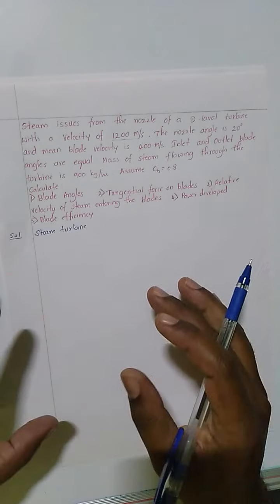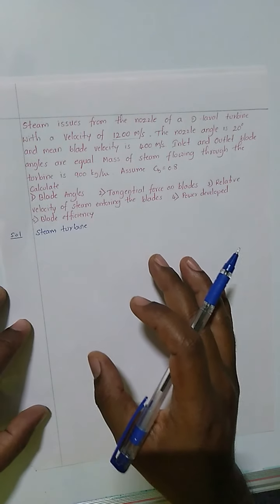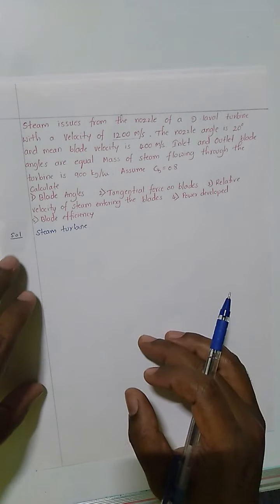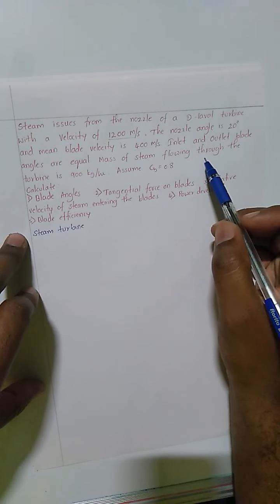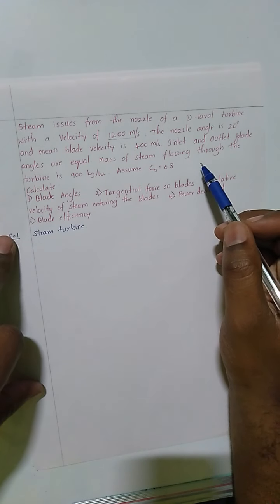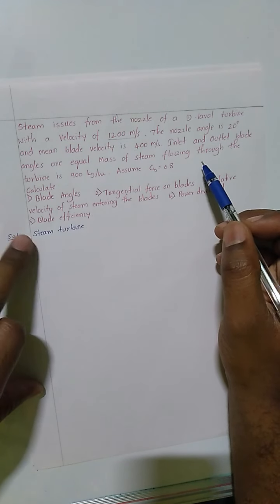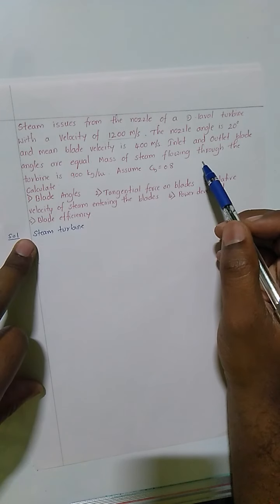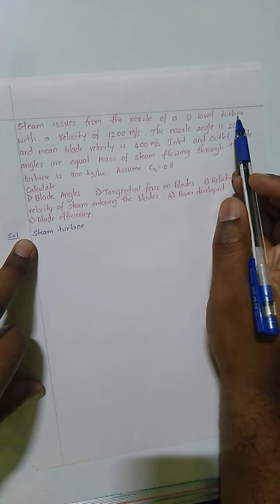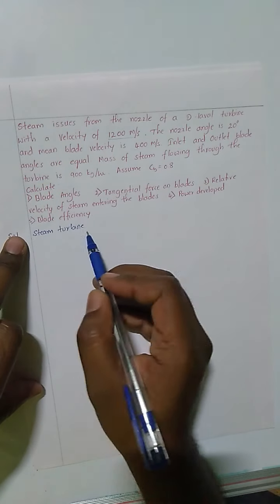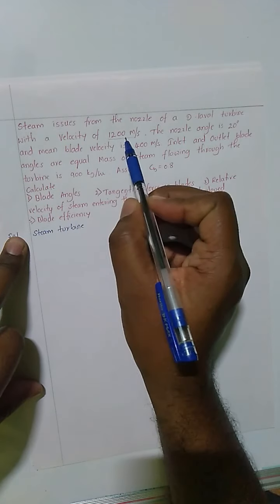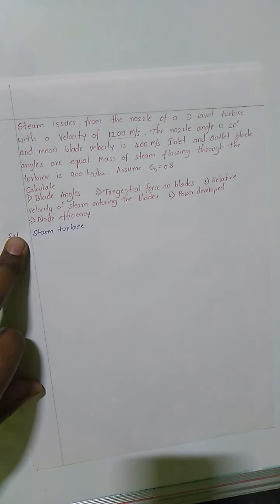So whenever you are solving a problem on steam turbines, or in general in turbo machines, the first and foremost thing is to read the problem once, try to analyze, and the very first step is you need to write what is given. So steam issues from the nozzle of a De Laval turbine, so it is a problem on steam turbine. Next, what is given? With a velocity of 1200 meters per second.